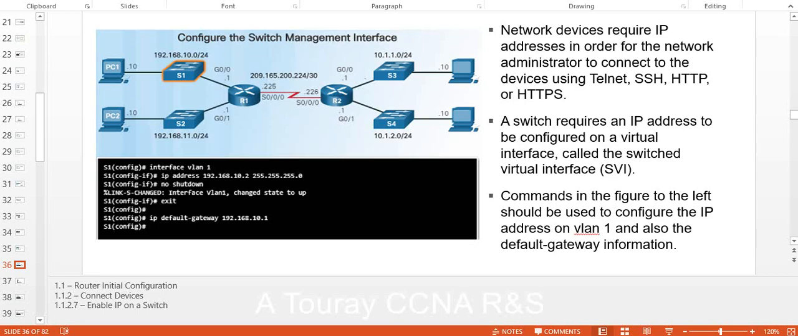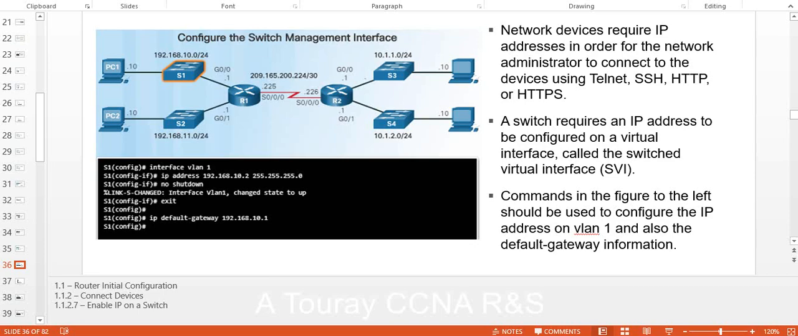But like I said before, a switch does not have a physical interface, so it has a logical interface, and that logical interface's purpose is just for remote access to the switch, so you can remotely manage the switch. That is why you give the switch an IP address, and that is the switch virtual interface that was here, which most of the time people call the VLAN 1 IP.